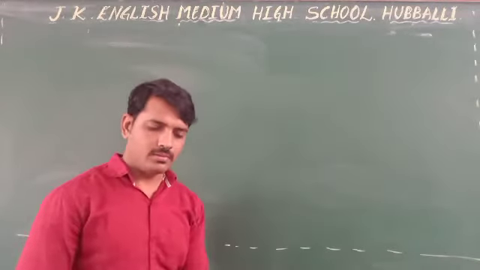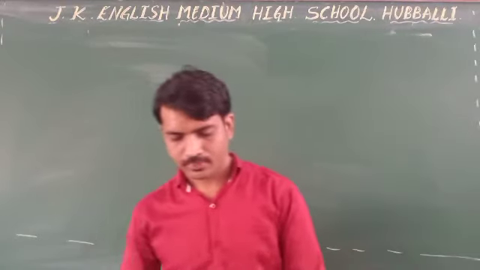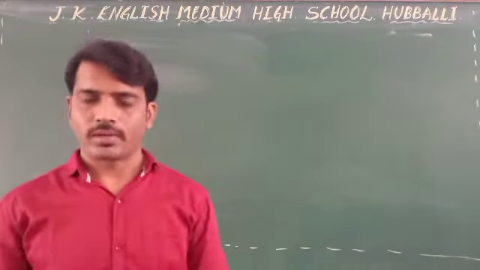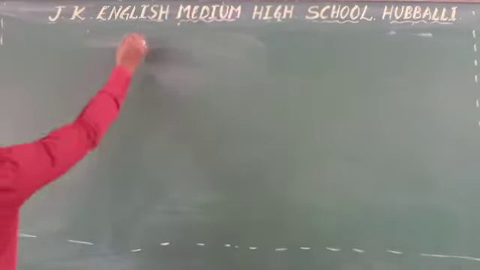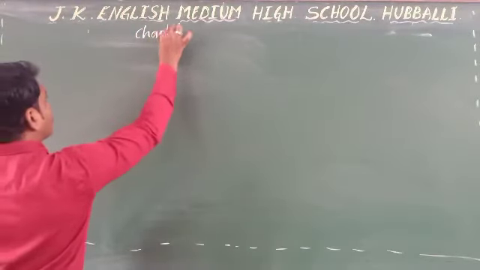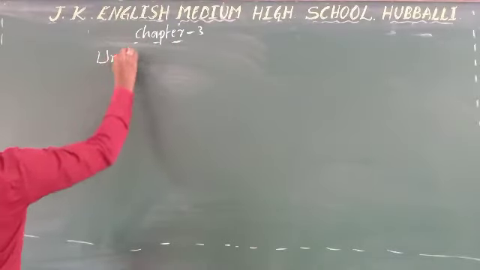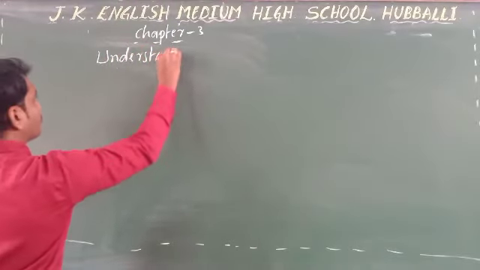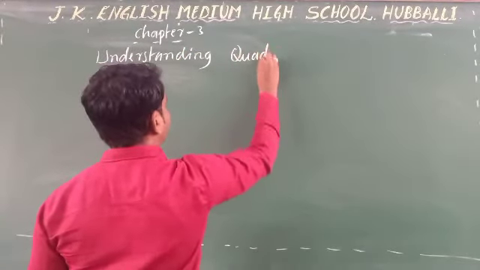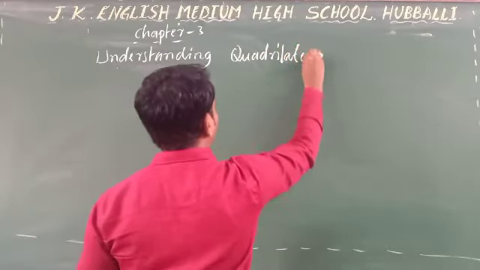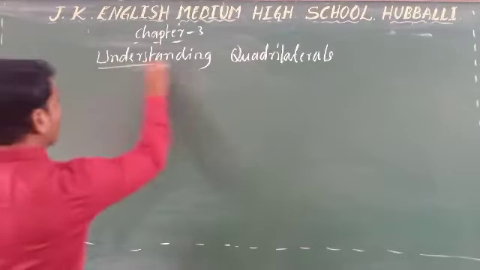So already we have learned topic number 1, rational numbers, and topic number 2, linear equation in one variable. So today we are learning topic number 3, otherwise the chapter number 3, that is understanding quadrilaterals. Understanding quadrilaterals. This is topic number 3.